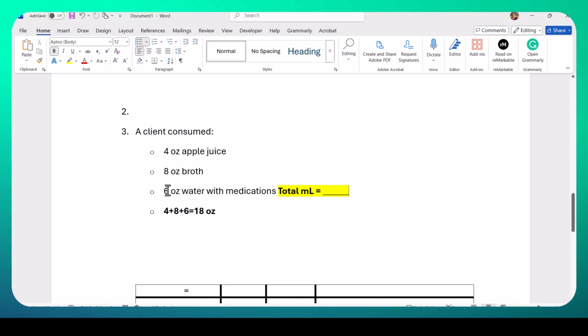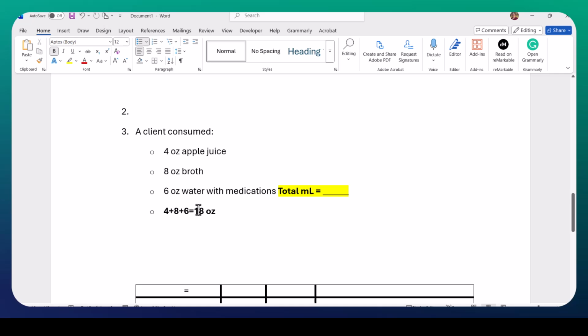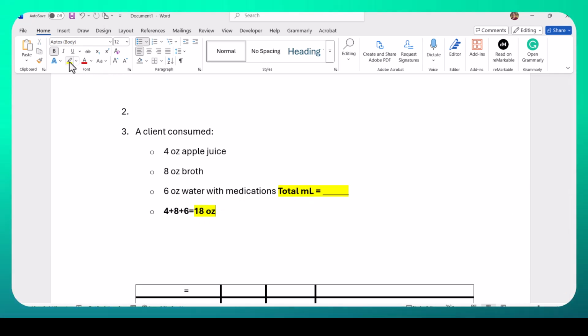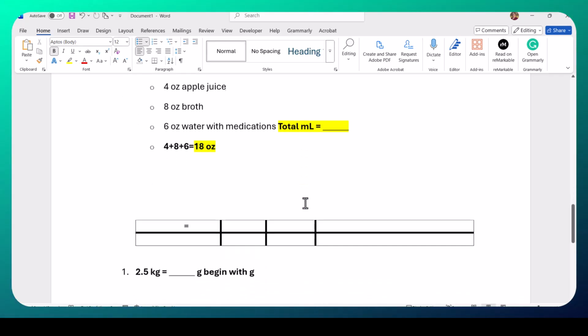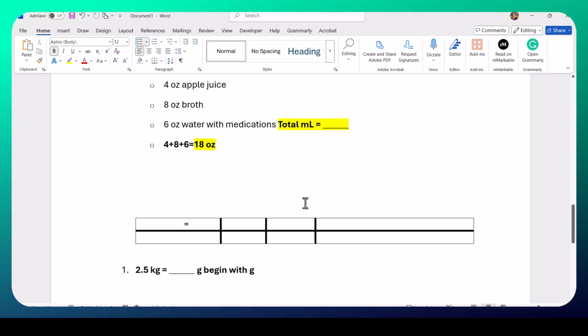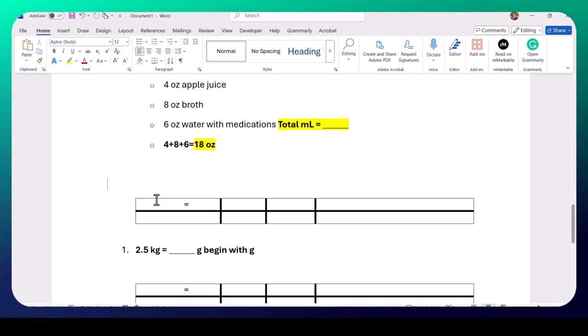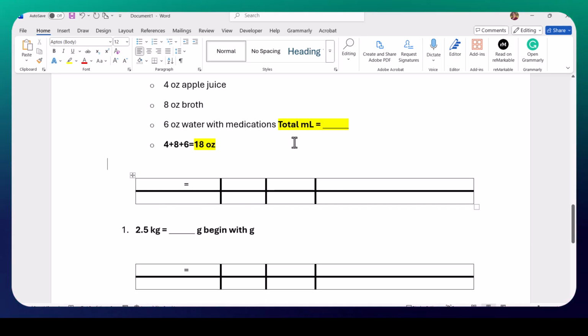4 plus 8 plus 6 gives me 18 ounces total. So it's the total that I need to convert into milliliters. So it gives you a real-world area where you can see, oh, I see where this is going to start to apply to my actual practice, okay?